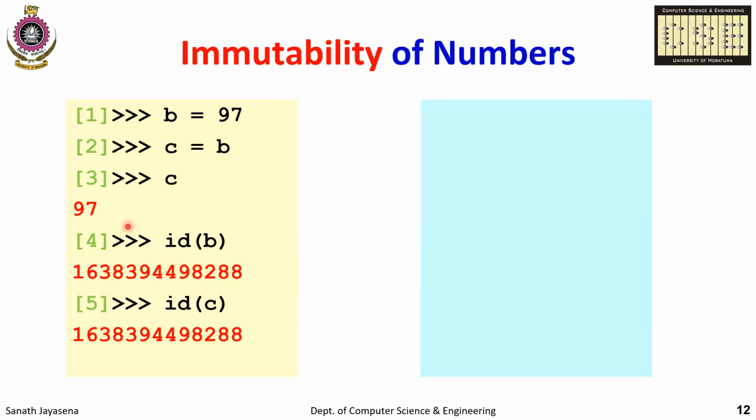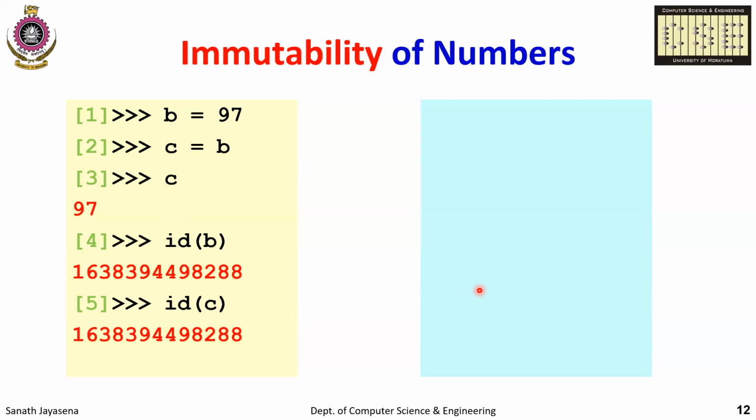Anyway, what does this mean? When we say c equals b, has it created a new object? Not really. It has a single object whose value is 97. Then what about c and b? Both c and b are names of the same object. One single object, we have two names or two references. c refers to that, or b refers to that. That is why we get the same address here for both b and c, or the same identity for b and c.